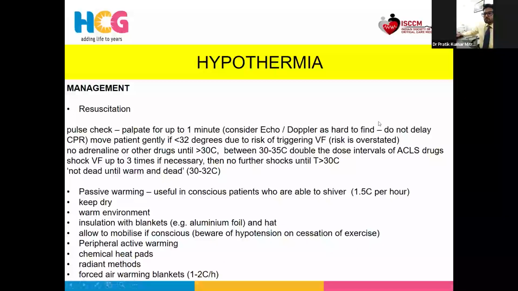So we will start the CPR, but the temperature should be more than 30 degrees centigrade for the drugs to work in a better way. Between 30 to 35, the dose interval of the ACLS drugs should be doubled.